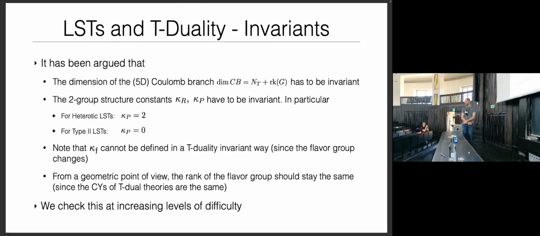Good, and it has been argued in a series of papers that the dimension of the 5D Coulomb branch has to be invariant, and this is given in terms of the rank of the gauge group and the number of tensor multiplets, so this is already encoded geometrically in the Calabi-Yau. And also these two-group structure constants have to be invariant, and they have been calculated to be, for the heterotic, the type 2, just either 2 or 0.